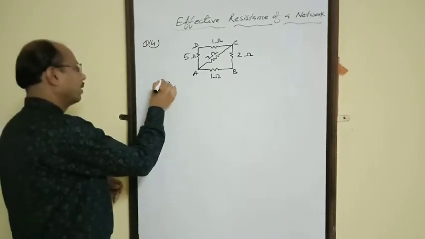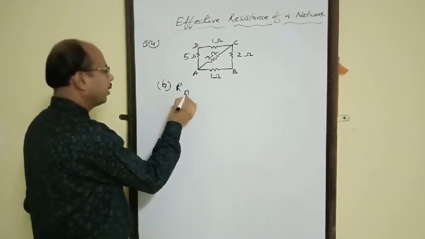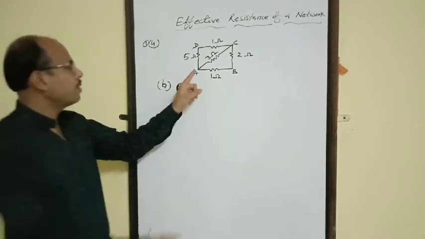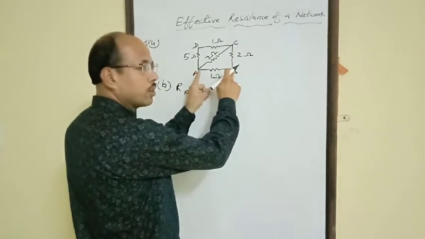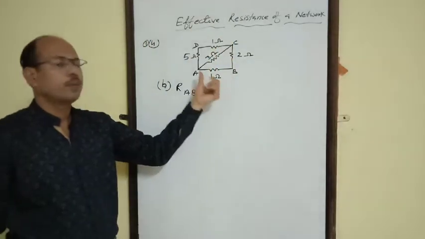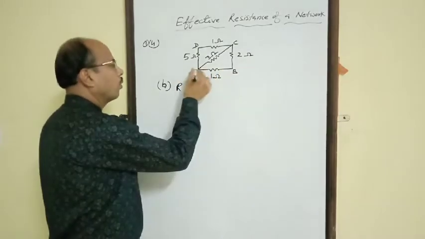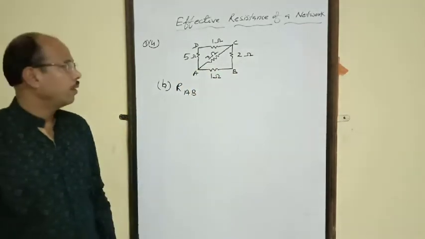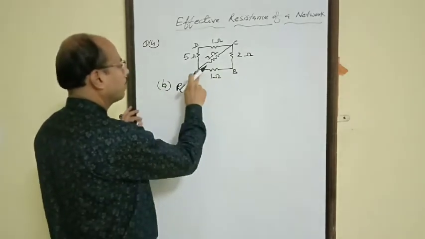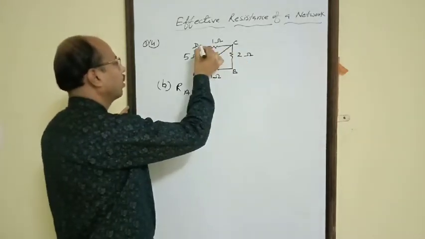Now I am discussing the second question of this part. If we have to find the effective resistance between A and B, it means A and B are the terminal points. We have to reduce the whole circuit between A and B. Therefore, we have to find the effective resistance between A and B. Now if we closely watch this A and B, here is a 1 ohm resistor. This is 2 ohm, this is 1 ohm, and this is 5.